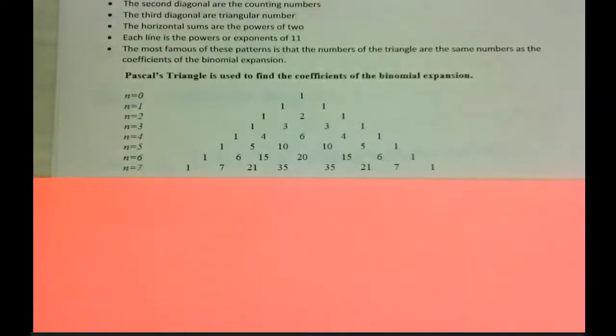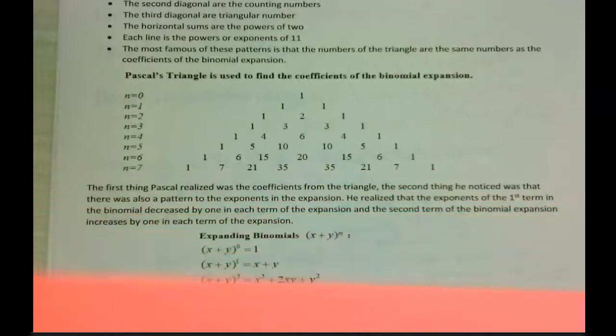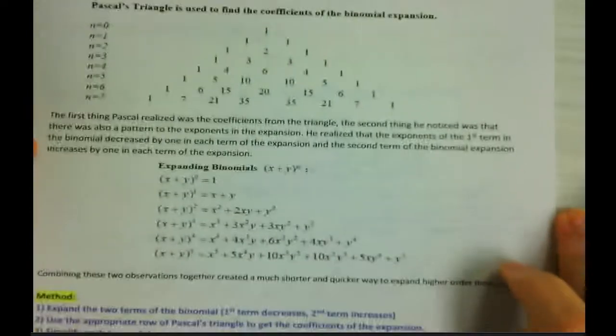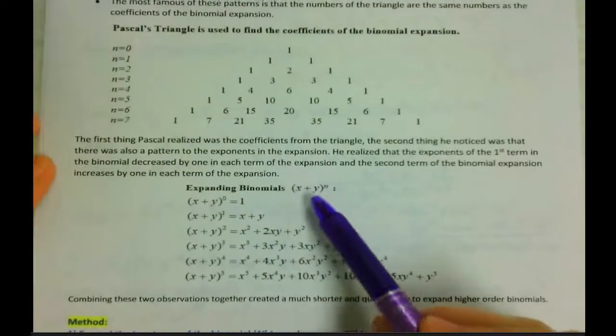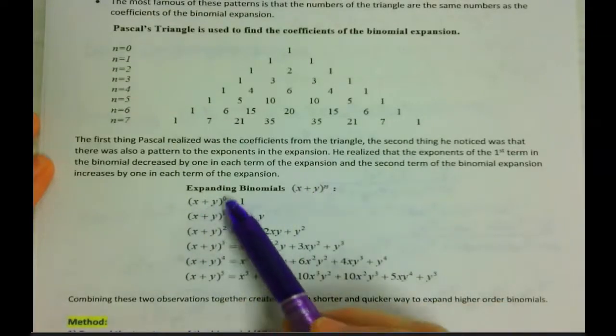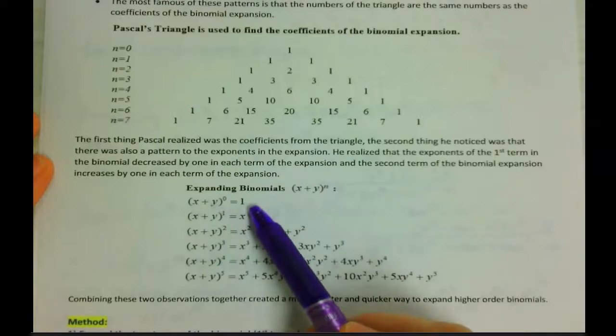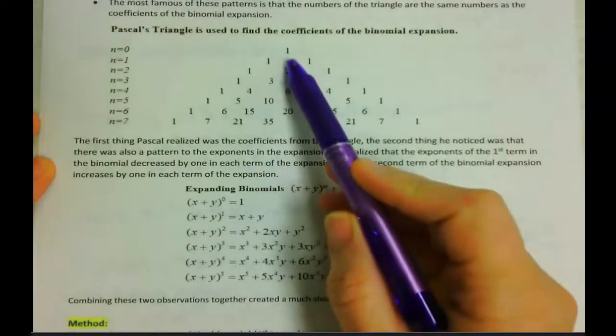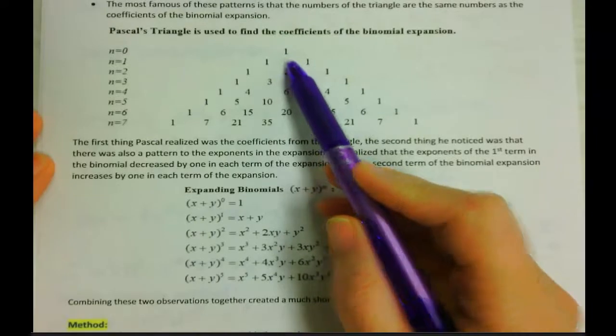So there are lots of things that came out of it. We are going to use it for expansion. As I'm looking at these values here, this is what I'm expanding, x plus y to the n. Well, x plus y to the 0 is 1, and anything to the 0 power is 1, so that's where that's coming from on the n equals 0 row.